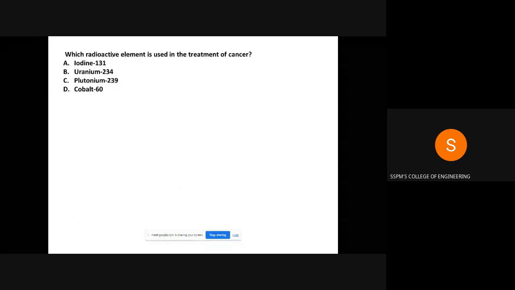Sir, which radioactive element is used in the treatment of cancer? Cancer starts with C, so it is cobalt 60. Cobalt 60 is used in the treatment of cancer. So this is a theory-based question. It is a radioactive element and it is used in the treatment of cancer.